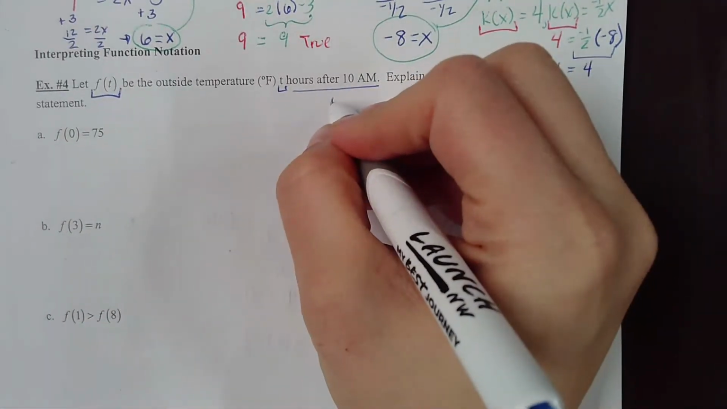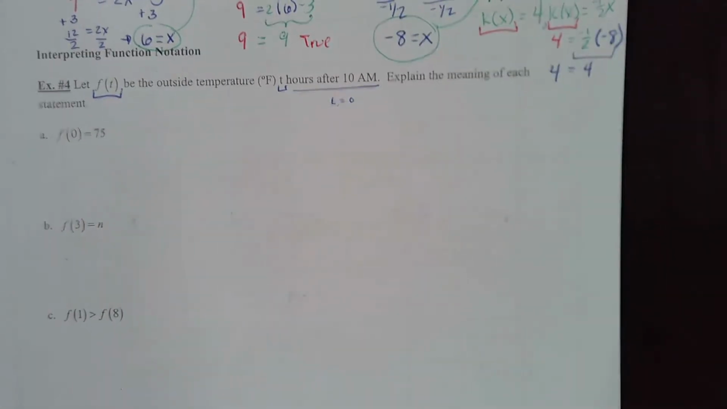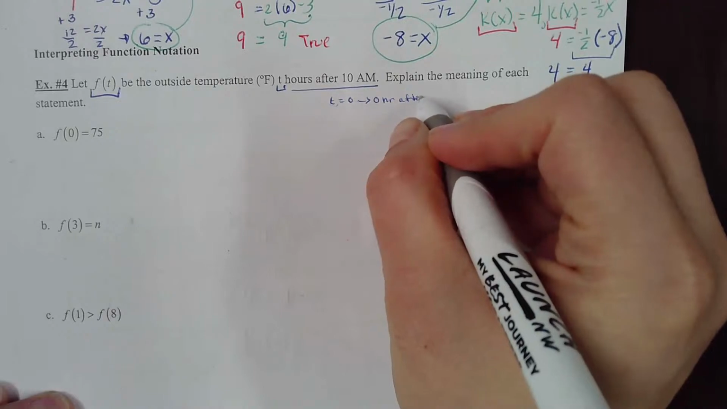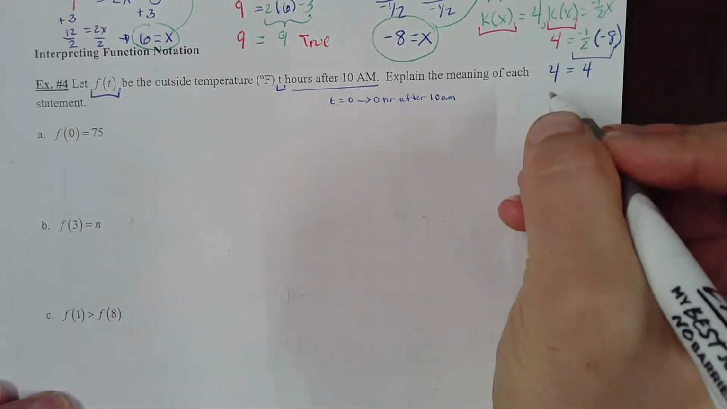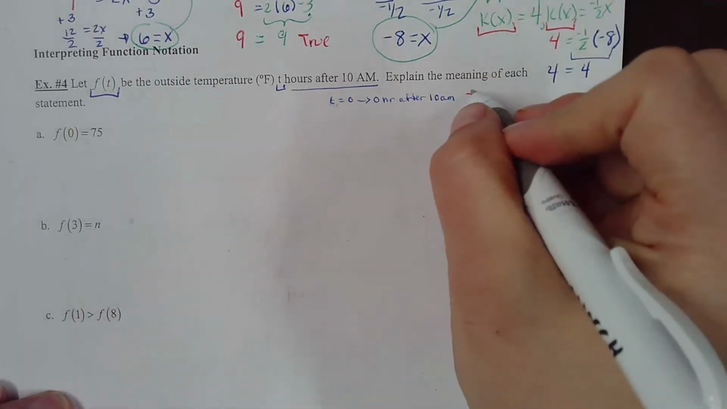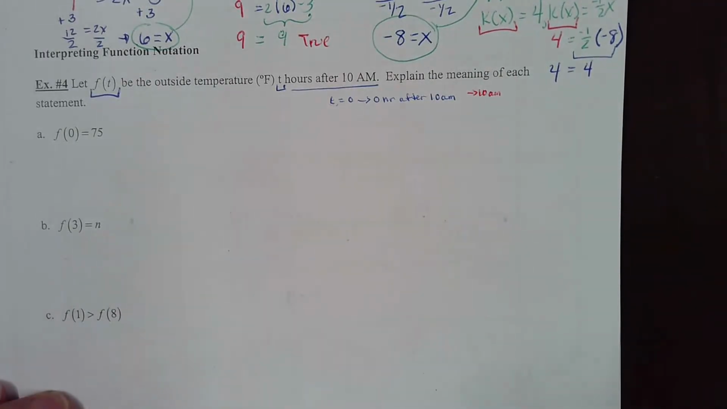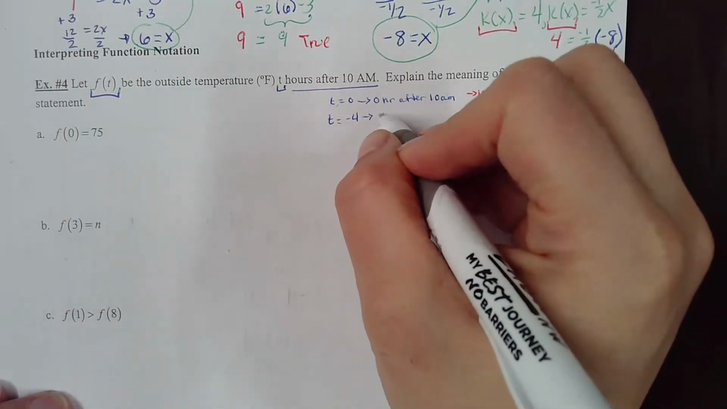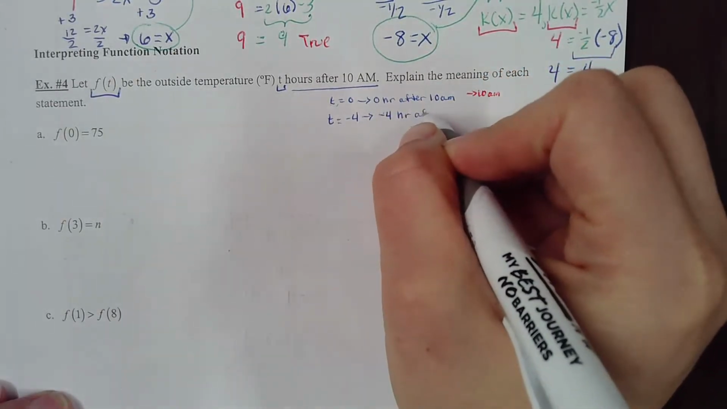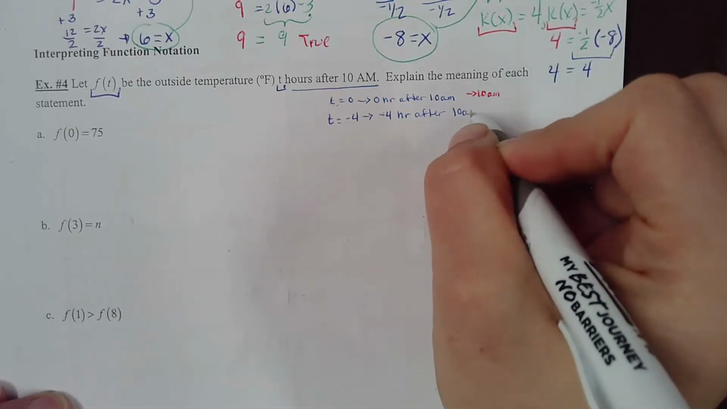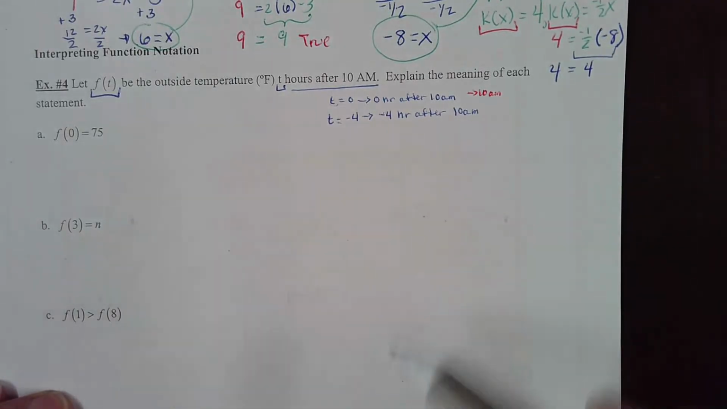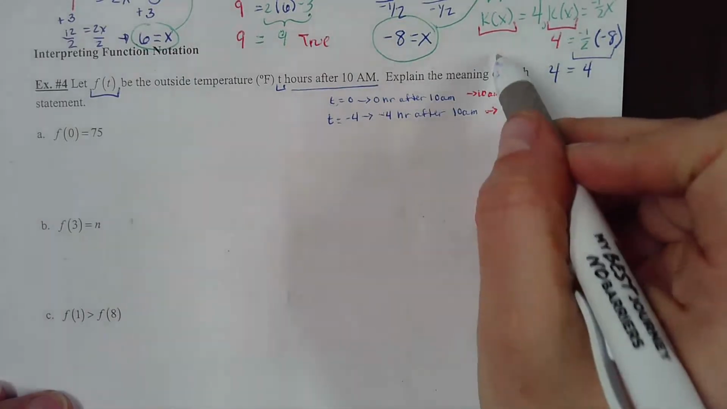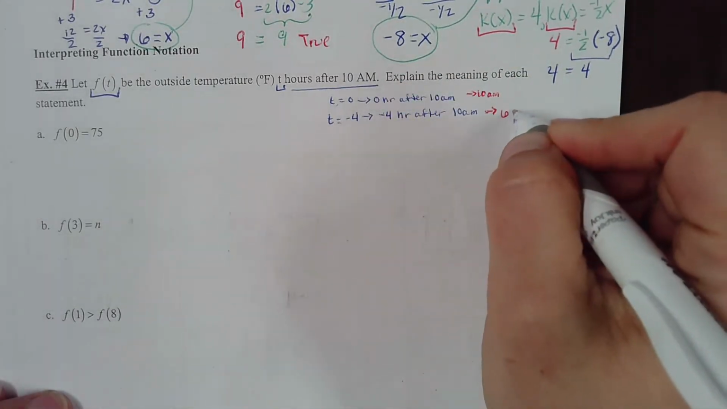If I said T equals 0, then that means 0 hours after 10 a.m. Well, what is 0 hours after 10 a.m.? 10 a.m. If I said T equals negative 4, that would be negative 4 hours after 10 a.m. Well, that sounds funny. Negative 4 hours would mean I went back 4. So 10, 9, 8, 7, 6. That's saying 6 a.m.